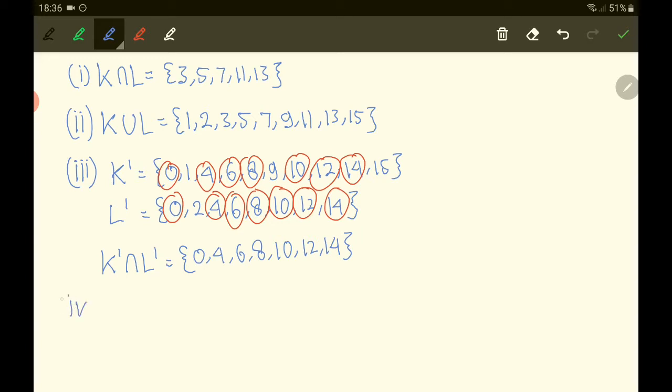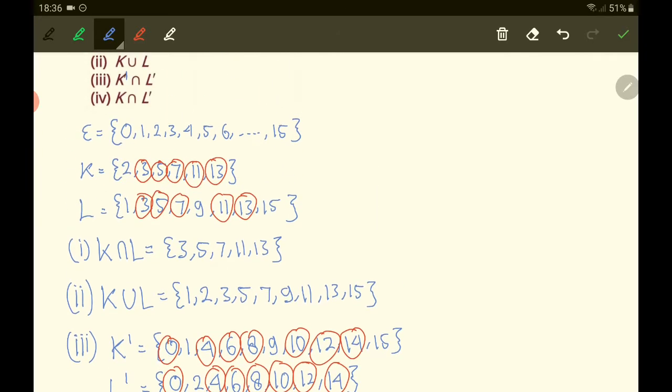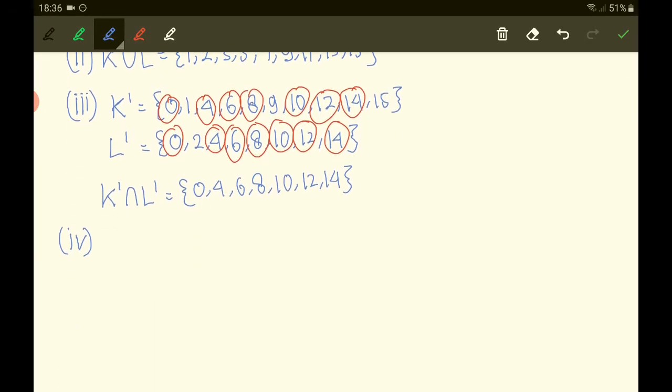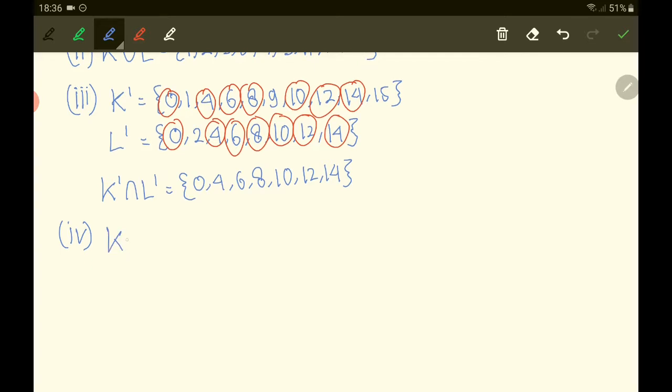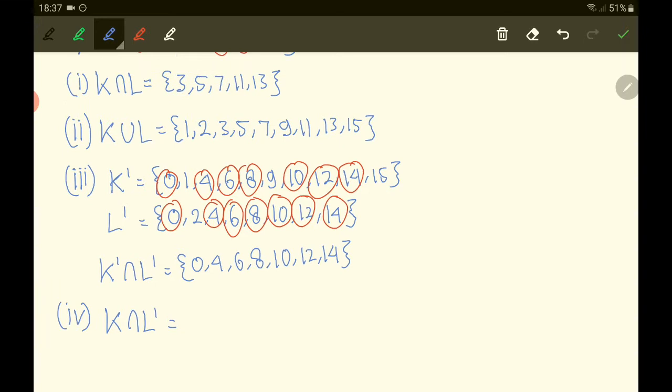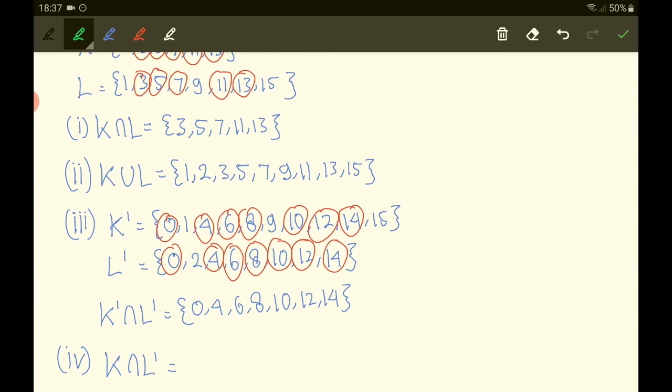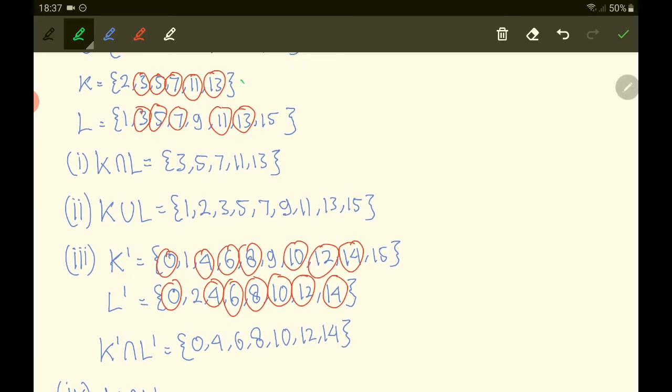And now the fourth question here is K intersect with L complement. So K without complement, K intersect with L complement. So we have L complement. I want to use green to find the intersection, the common element between K and L complement. So K here, and then L complement is here. So we compare the two of them.